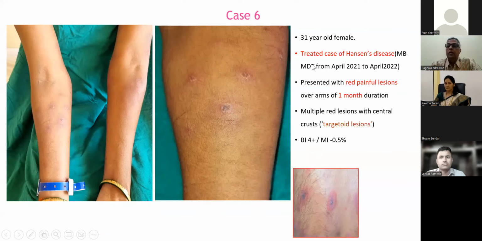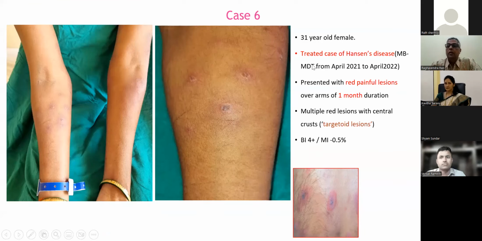And when we examined them, she had this kind of central crusted lesion, which is surrounded by an erythematous halo. When we see this kind of lesion, we call them target lesions, which are classically seen in erythema multiforme. So this is the typical target lesion, where you have a central hyperpigmented crusted lesion, surrounded by an erythematous ring. So this is again a type of erythema nodosum leprosum resembling erythema multiforme. So, an erythema multiforme-like presentation of type 2 leprosy reaction.